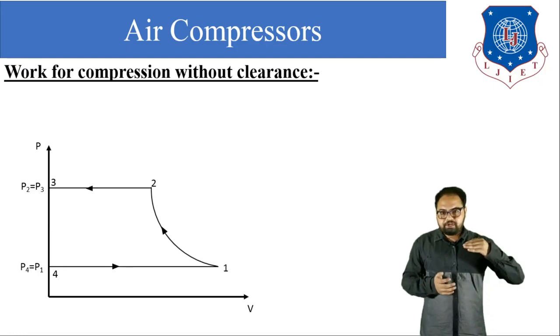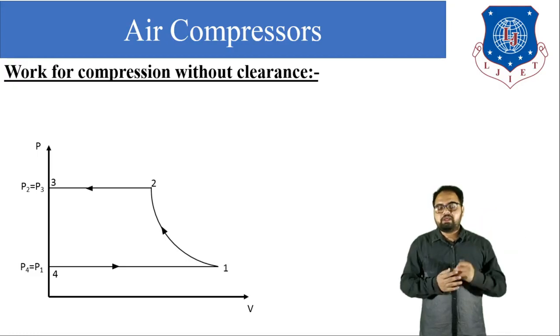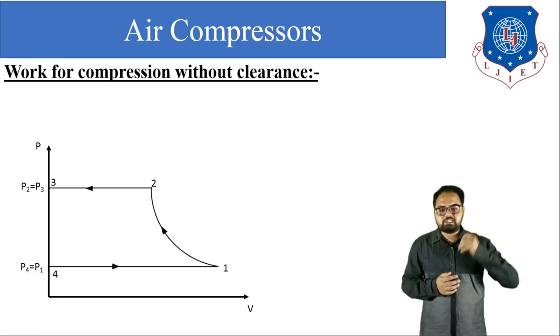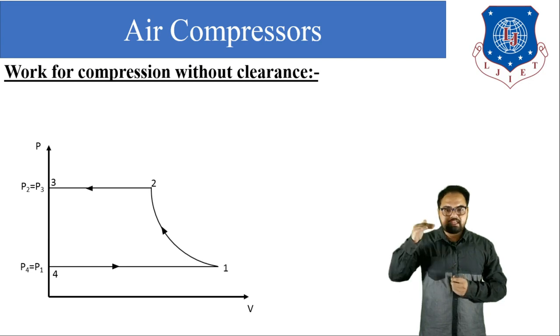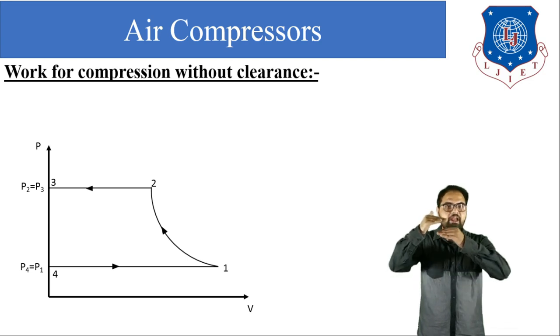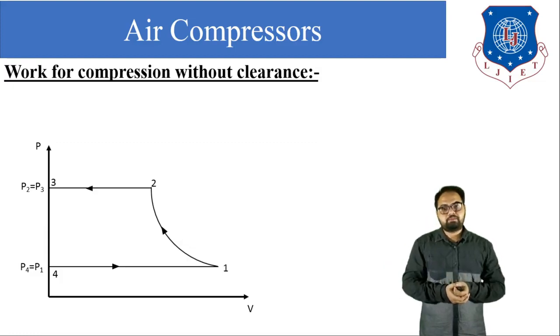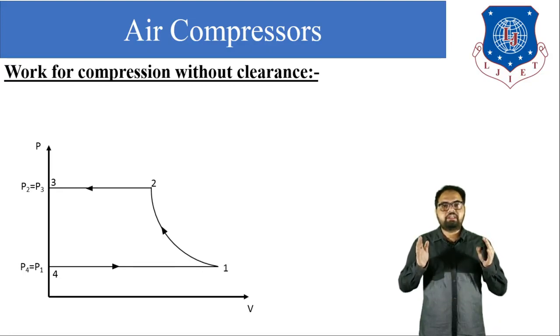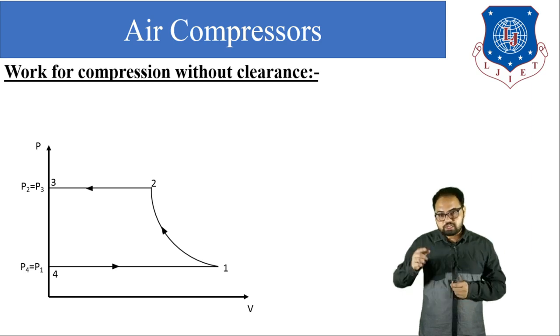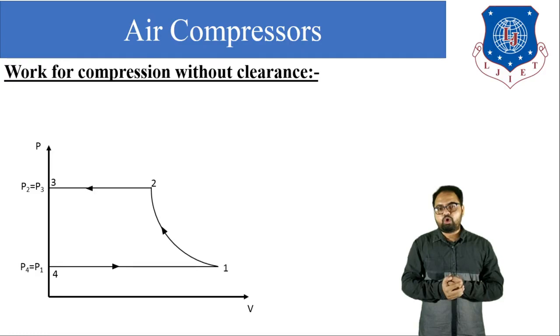After that, the piston travels from BDC to TDC. At that time the air is compressed between the cylinder head and the piston head. We know that when the air is compressed, there is an increase in pressure and a decrease in volume, which is represented by line 1 to 2 on the PV diagram. Okay.